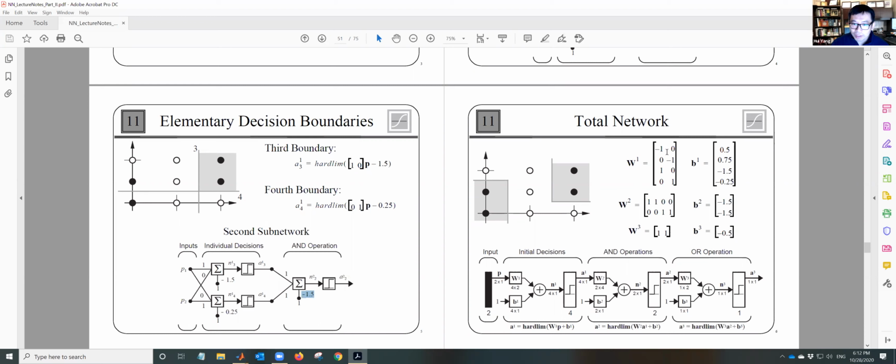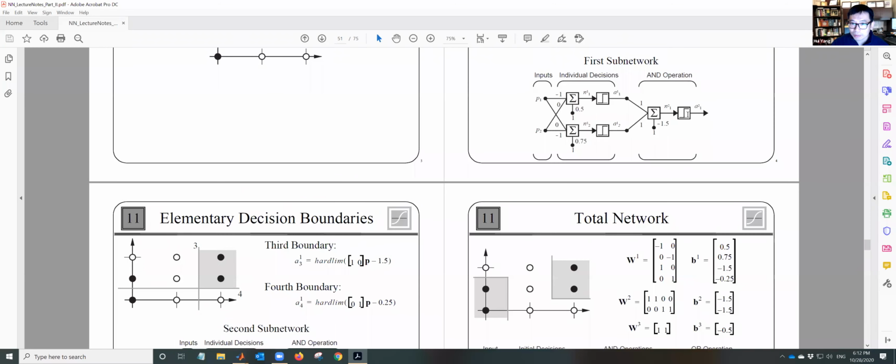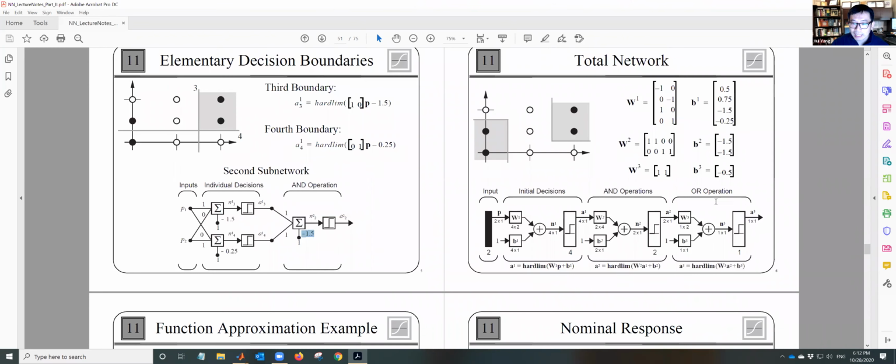So you have 4 neurons here. Then you have 2 neurons. Each neuron, this is one neuron to the end. This is another neuron to the end. This is the second layer. And then the third layer, you do an OR operation. Either this one or this one. And then you do an OR operation here. You only have one neuron. Make sense?